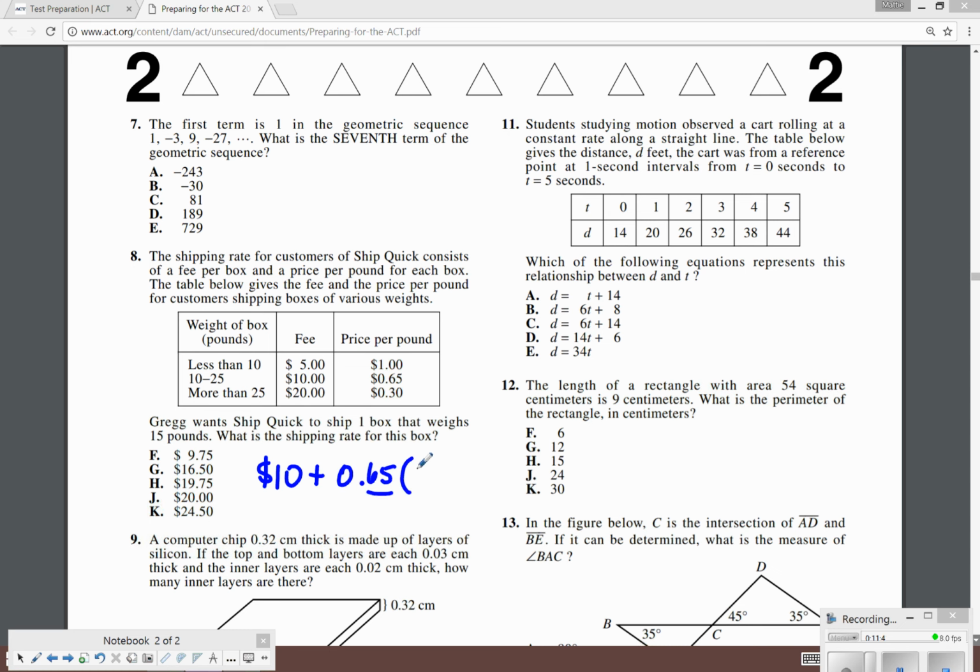So I need to multiply that by how many pounds there are, or by 15. So don't forget that I'm adding the $10, the fee, plus 65 cents per pound. So I'm multiplying that by 15 pounds. So 10 plus 0.65, don't forget that it is 0.65 because it's cents, times 15 for a total of 19.75, or choice H.